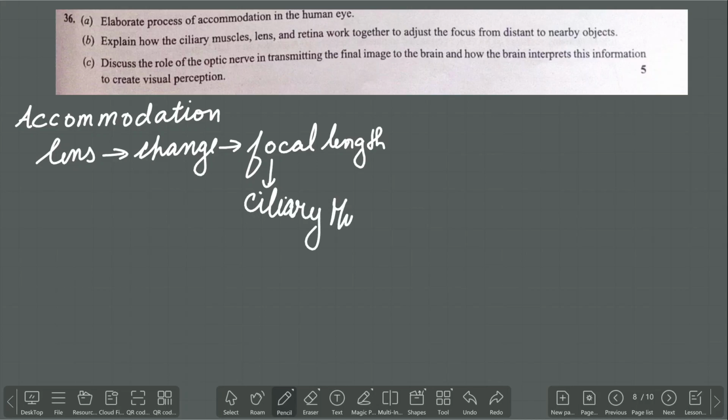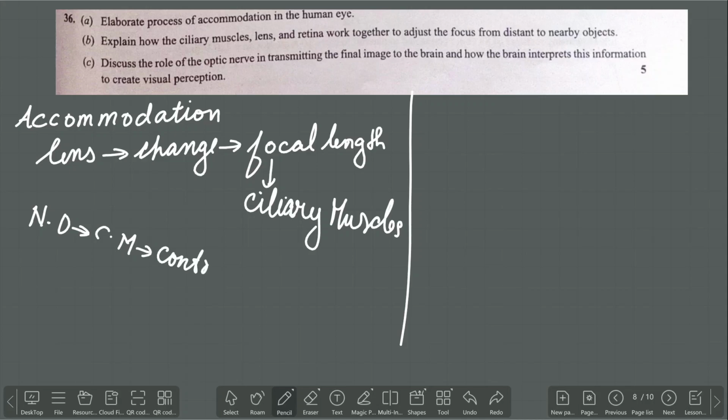Clear? But in the question they asked us to elaborate this, so we need to write it fully over there. So how are we going to see a nearby object? If you are going to see a nearby object, our ciliary muscles will be in a contracted state. Because of this, the curvature of our eye lens will become thick, and due to this the focal length will get decreased.